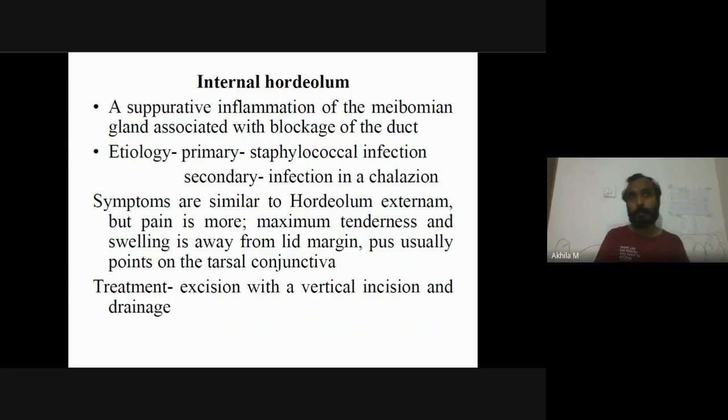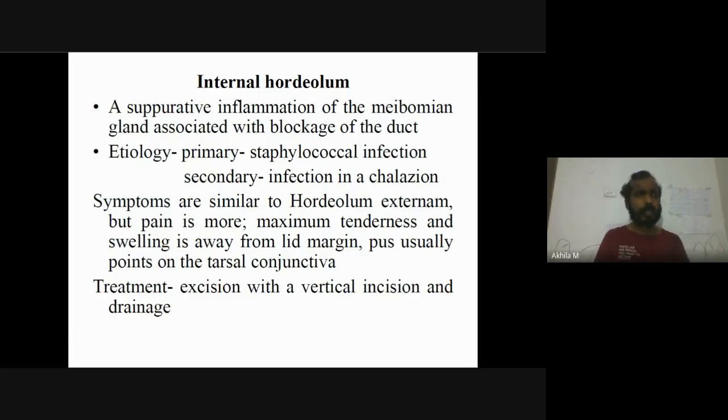What is internal hordeolum? Okay, internal hordeolum is a suppurative inflammation of the meibomian gland. We already saw that chalazion is a non-infective, non-suppurative inflammation, a granulomatous swelling of the meibomian gland. But in internal hordeolum, there arises suppurative inflammation, an infection in the meibomian gland, along with blockage of the meibomian gland duct. That condition is called internal hordeolum.